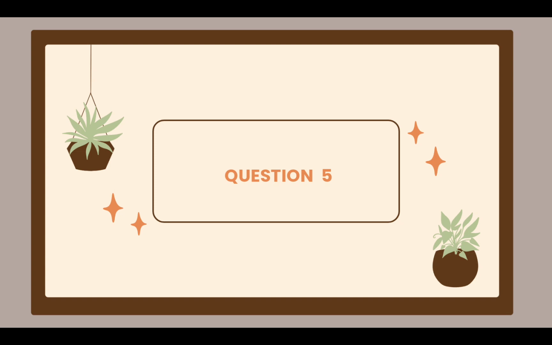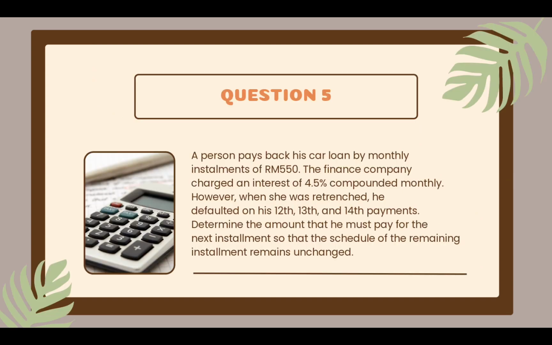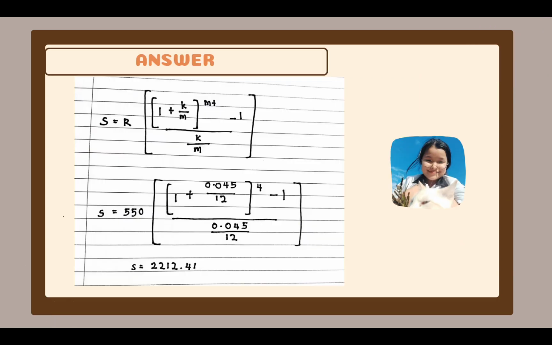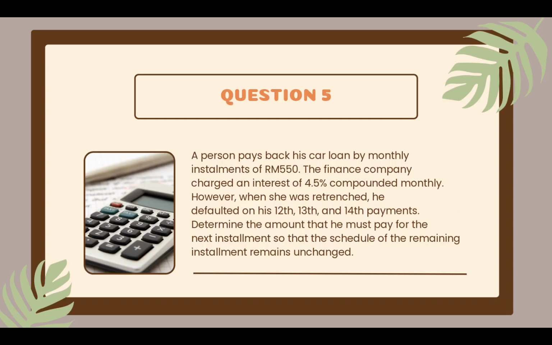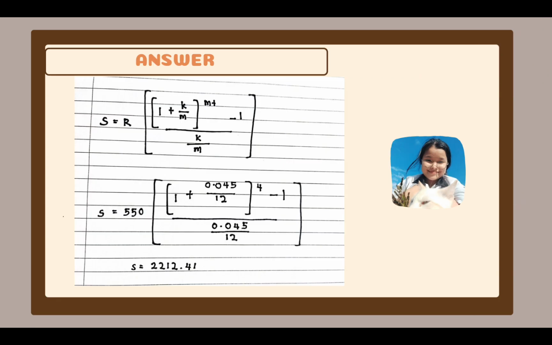For question number 5, it shows us that R is 550, K is 0.045, M is 12, and T is 4. The T interest period is 4 because the person failed to pay the 12th, 13th and 14th payment, and the question asks for the amount that he must pay for the next installment. We need to use formula S to find his amount.